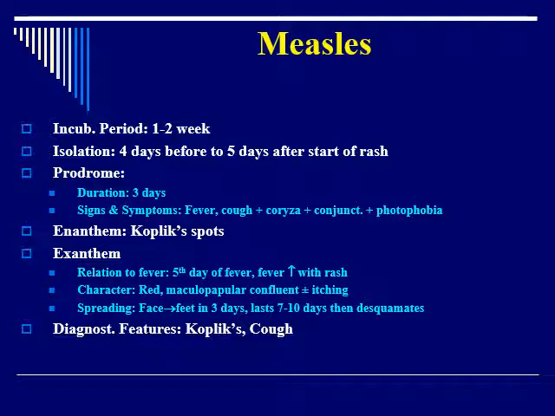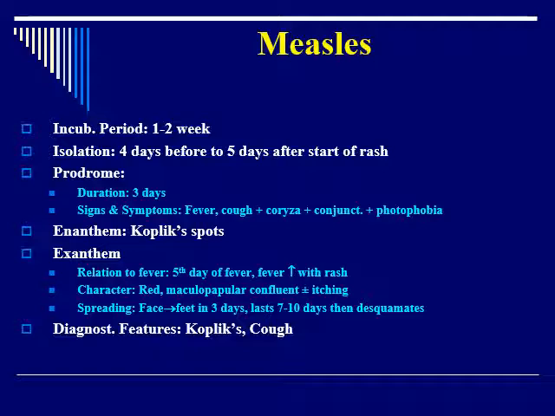Measles is a highly contagious disease caused by measles virus. The incubation period is 1 to 2 weeks. The isolation period or period of infectivity is 4 days before to 5 days after the start of the rash. What about the clinical manifestation? We'll start with the prodromal stage.